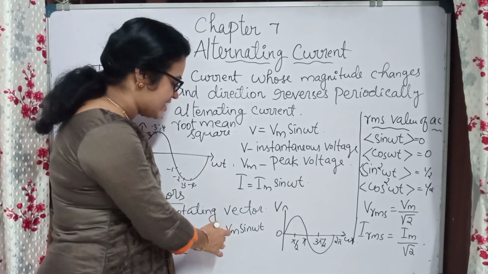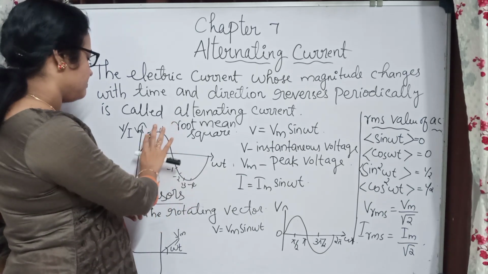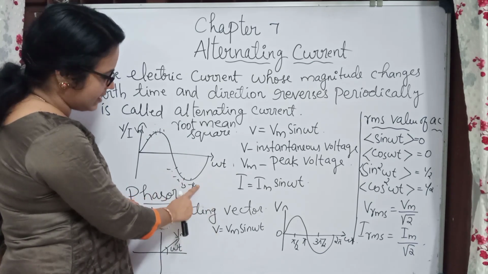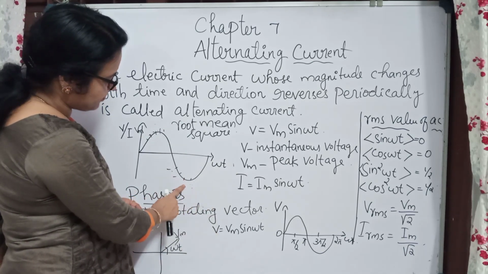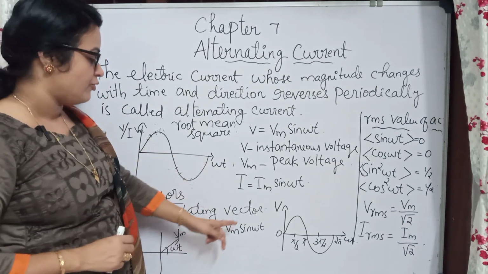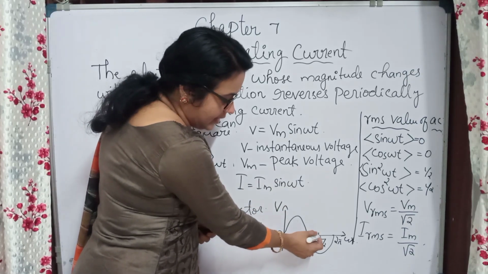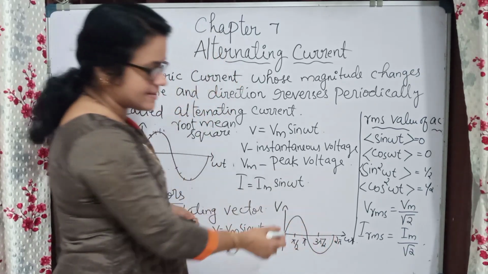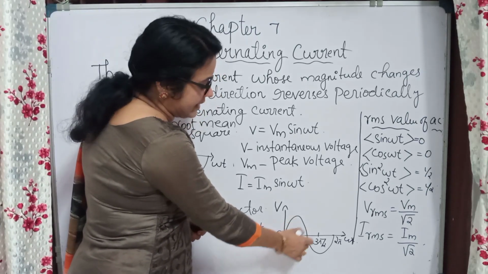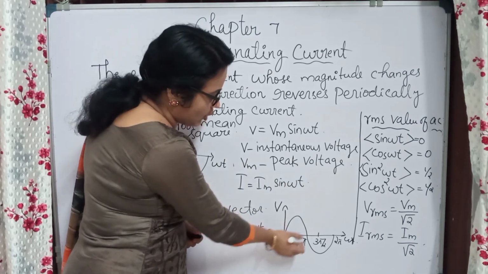Here suppose V is equal to Vm sin omega t. This sinusoidal wave we are considering here. So we will represent it as a sinusoidal wave. This is the representation of V equal to Vm sin omega t. Here we have 0, pi by 2, pi, 3 pi by 2 and 2 pi. This is a complete cycle. Right. So here we can't rotate these values. It is not easy to rotate the things.